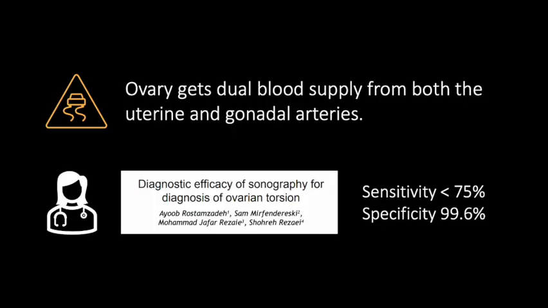Now, one caveat is that ovarian torsion, unlike testicular torsion, is unique in that the ovary gets a dual blood supply from both the gonadal artery, like the testicular artery goes to the testes in males, but also gets anastomoses from the uterine arteries too. So seeing an absence of blood flow may not happen if there is still some blood flow coming from collateral circulation. So the sensitivity for sonography for diagnosis of torsion, based on this study at least, is less than 75%, although the findings of no flow or the whirlpooling sign were very specific if they were seen.